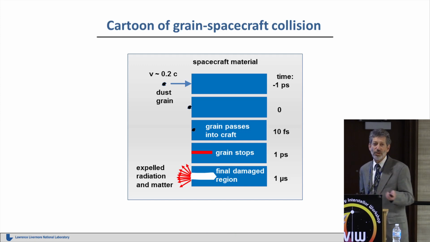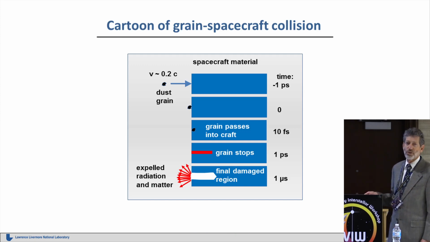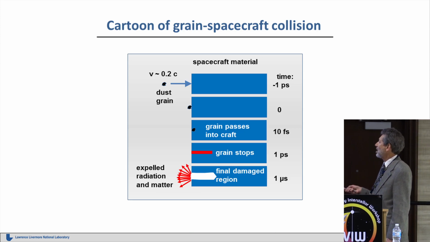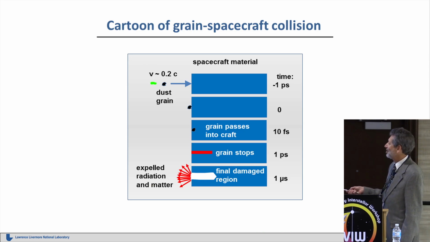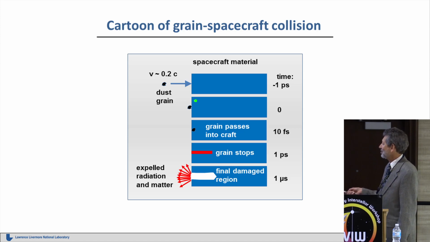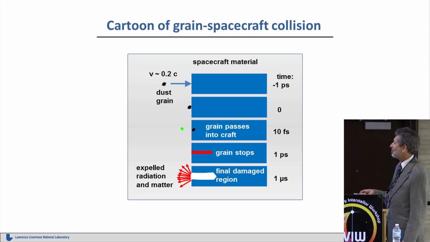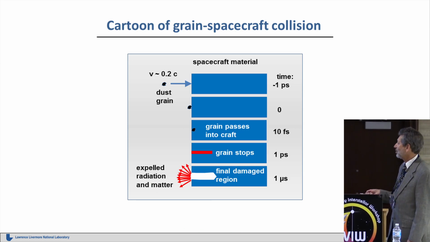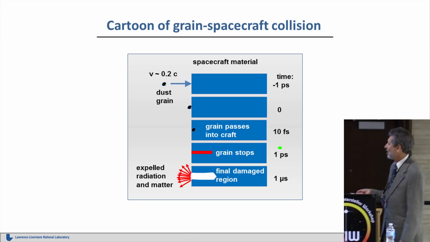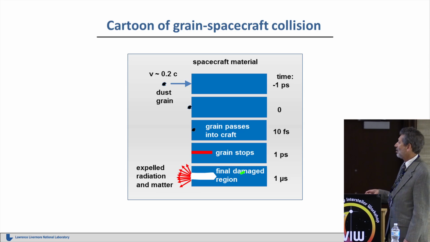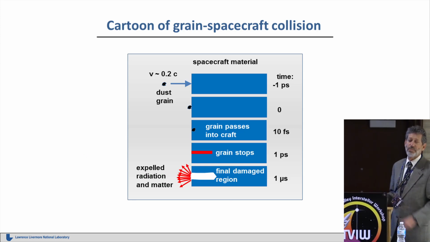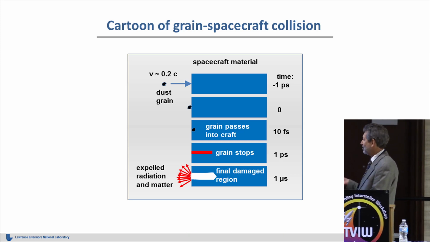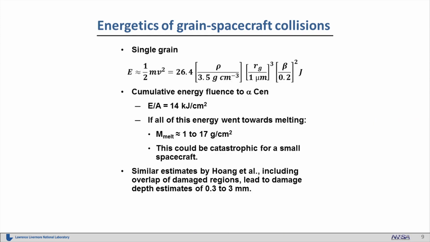Okay, then moving on to the grain collisions. They also recognize that the grain collisions are probably a more serious problem. Here's a cartoon of what happens when a grain collides with the spacecraft, in the reference frame of the spacecraft. Really, the spacecraft is moving at 0.2 c, so I'm saying that the dust grain is hitting it at 0.2 c. At time t equals 0, it just enters the spacecraft material and passes into it in a time of about 10 femtoseconds, a very short period. It'll stop in the material in about 1 picosecond. And then on a much, much longer time scale, the final damage will evolve, and you'll get a crater, some material that's expelled, and some radiation that might be re-radiated. So this gives a range of timescales that are involved in this problem.